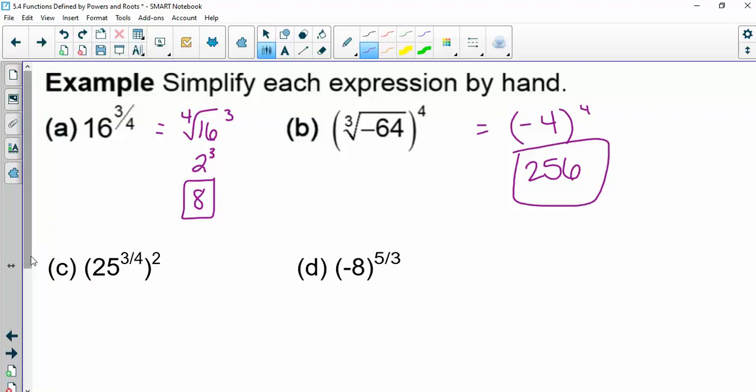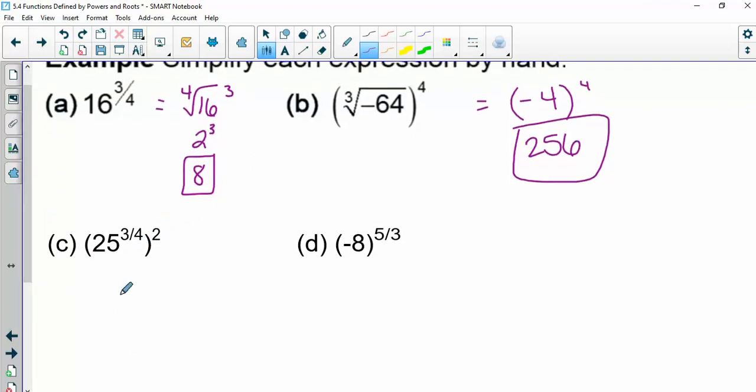C, we have to kind of refresh our exponent rules. What do you do if you have a power to a power? Multiply. So 3/4 times 2. It would be 6/4 or 3/2. So this is the square root of 25 cubed. What's the square root of 25? And 5 to the third.